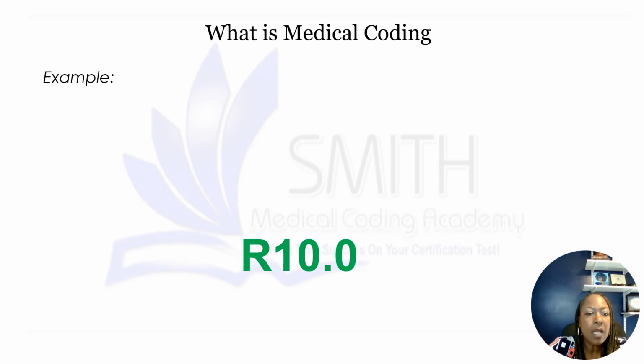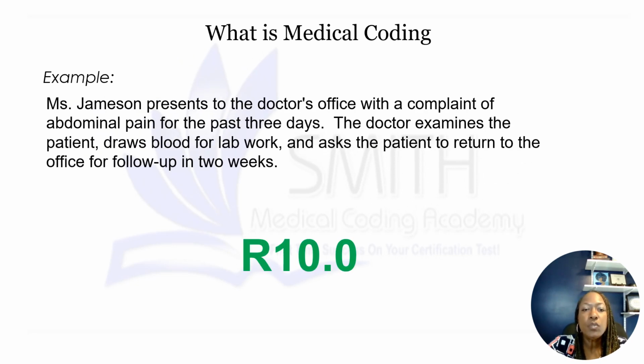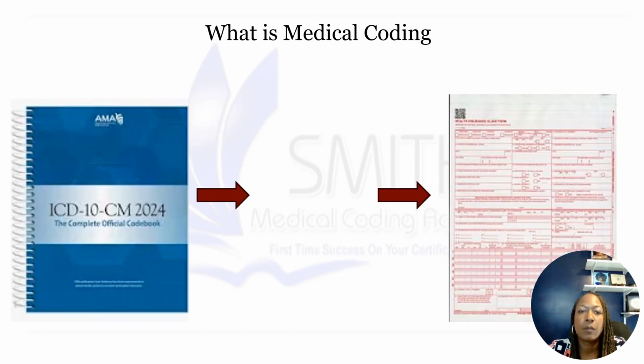So we take the documentation that we previously could not understand, we use our resources or our medical coding manuals to decipher the information that the physician documented here and get it into a final diagnosis code, which is R10, that everybody can understand. So, as I said, it's the act of translating medical documentation into a standardized code set that can then be transmitted to the insurance company, and I'll show you how.